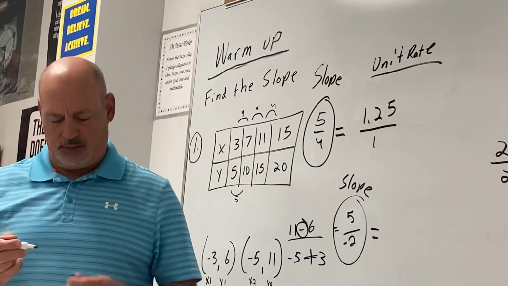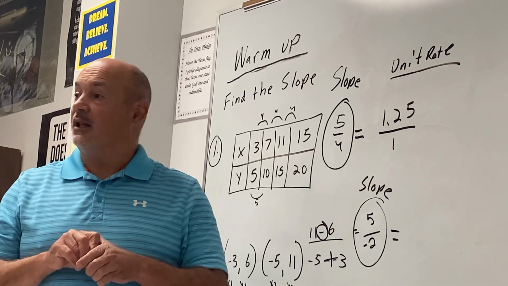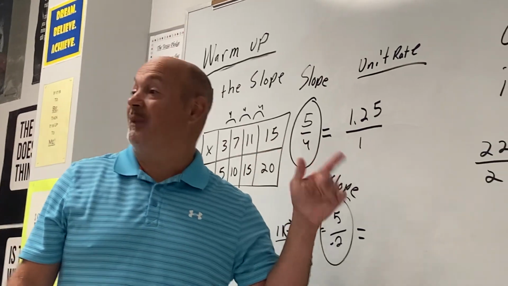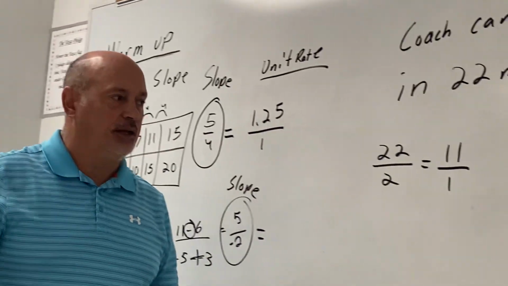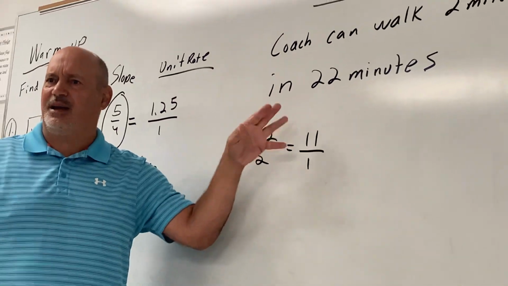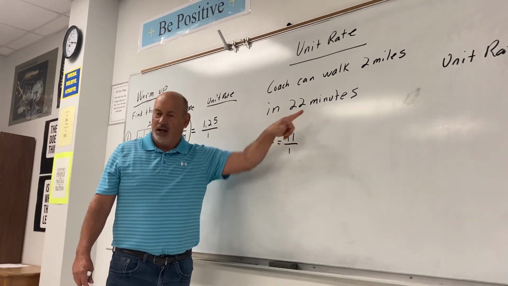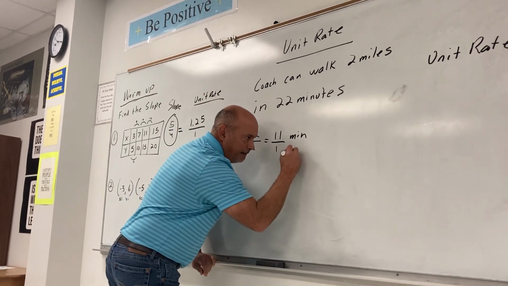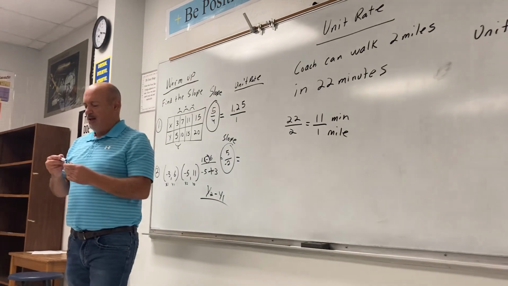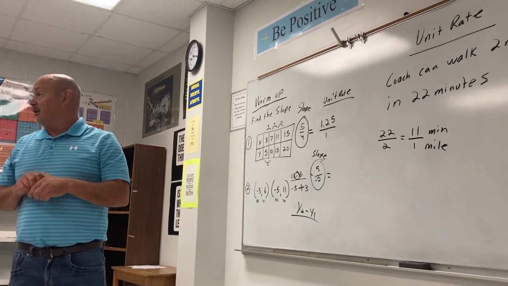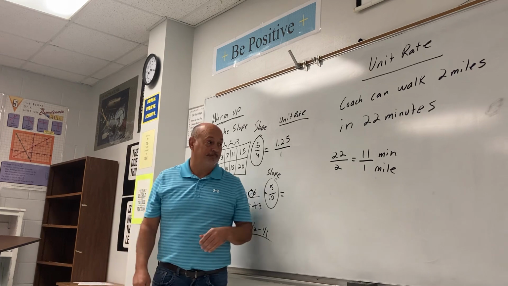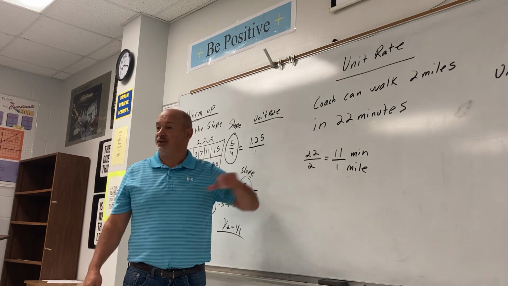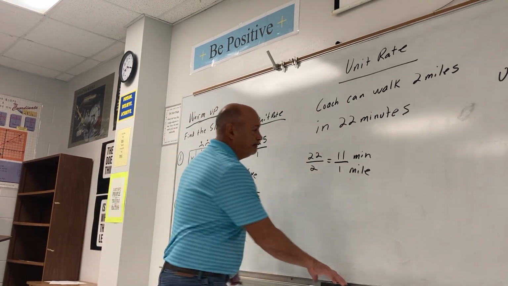Is that the unit rate? Yes. 11 what? 11 dogs barking? 11 minutes. 1 what? Good. When you convert the unit rate, you need to label what it is. It's 11 minutes per 1 mile. So the unit rate tells me my miles per minute in this problem. I can go 1 mile in 11 minutes. Questions so far? All right, let's keep going.